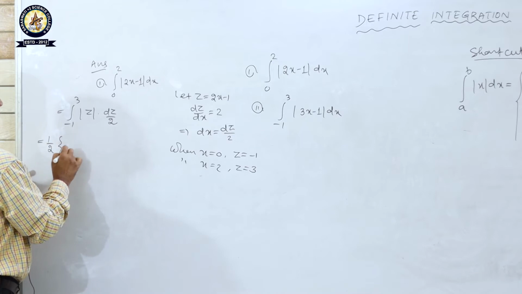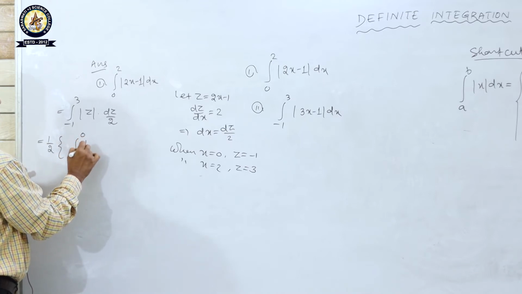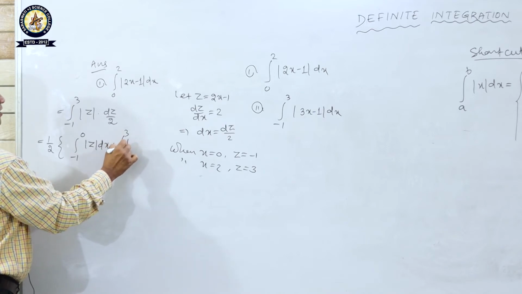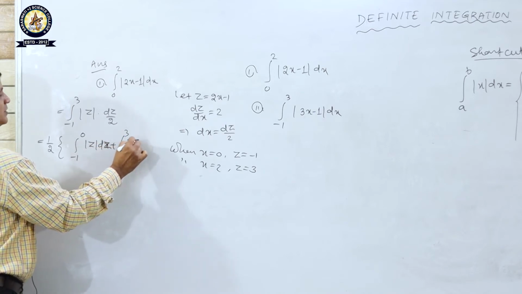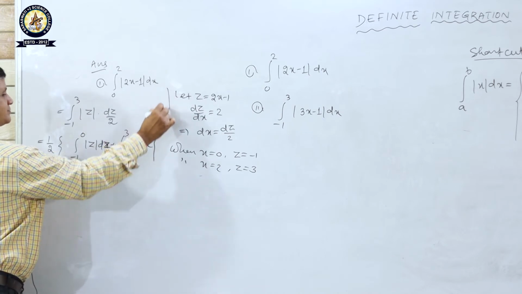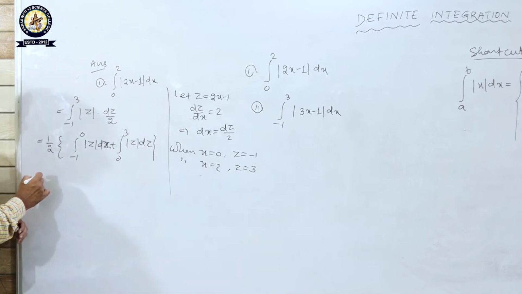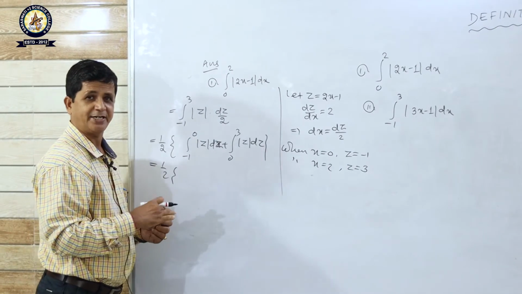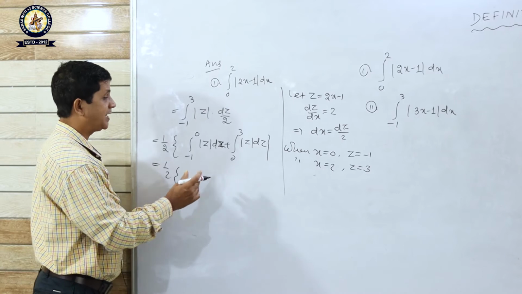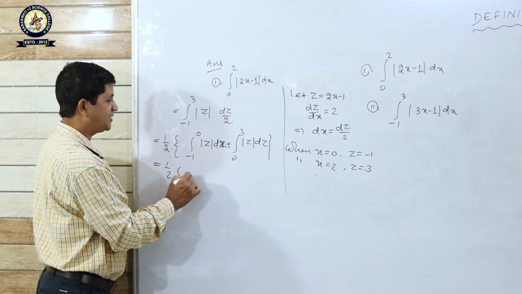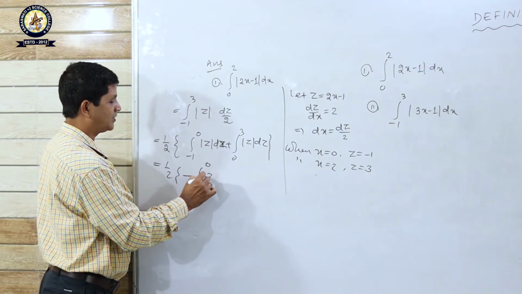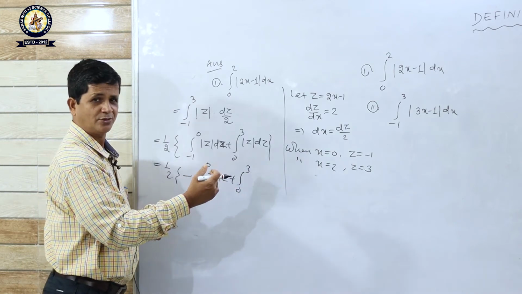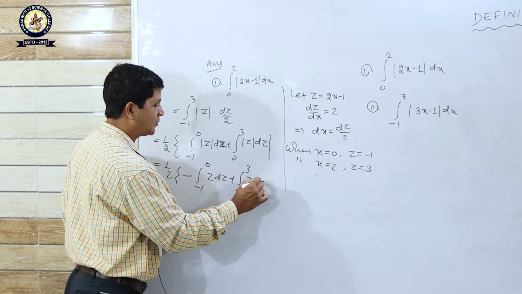1 by 2 times the integral from minus 1 to 0 of mod z dz, you break at the point 0, plus 0 to 3 of mod z dz. Next, it is half into minus 1 to 0. Is it the negative side or positive side? It is the negative side, so modulus of z will be minus z. Minus 1 to 0 of minus z dz, plus 0 to 3, the positive side of 0, so it will be plus z dz.